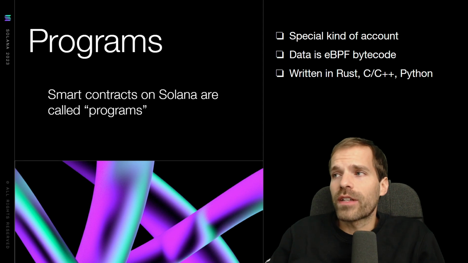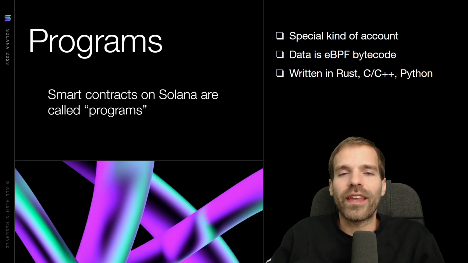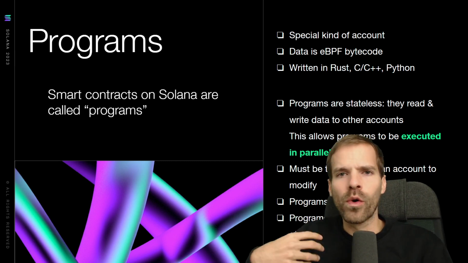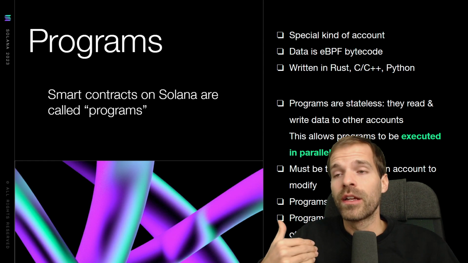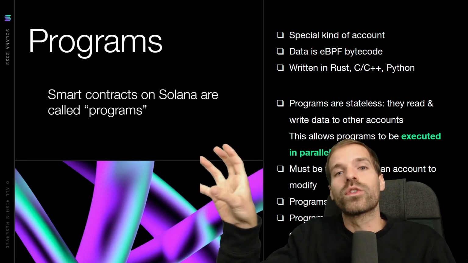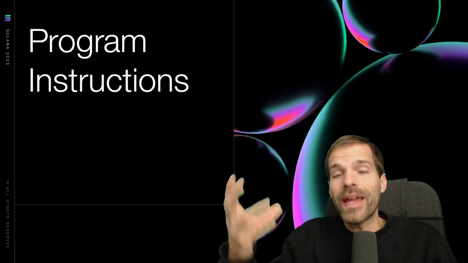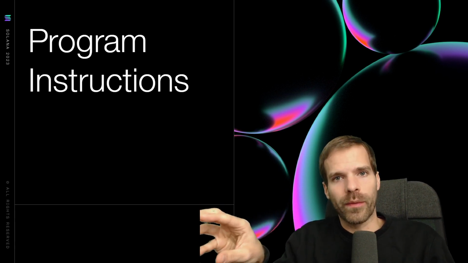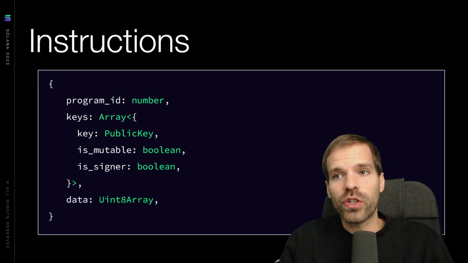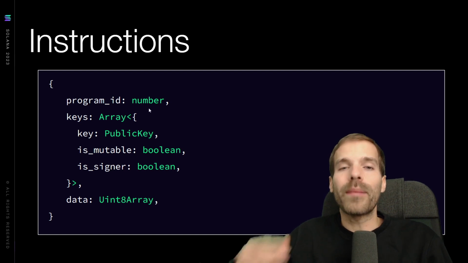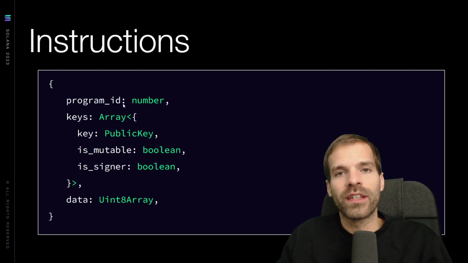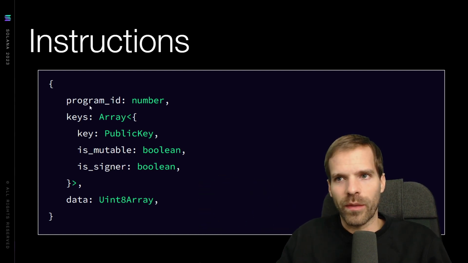So programs, those are now the ones that change the state, but they themselves are stateless. A program doesn't have variables on Solana, but it can reference accounts that store values. To make a program change the data, we need to call an instruction on the program, and we need to tell it which program we want to call. A program, as we said, is again an account on Solana, so we need to give it the account ID, so the program ID.